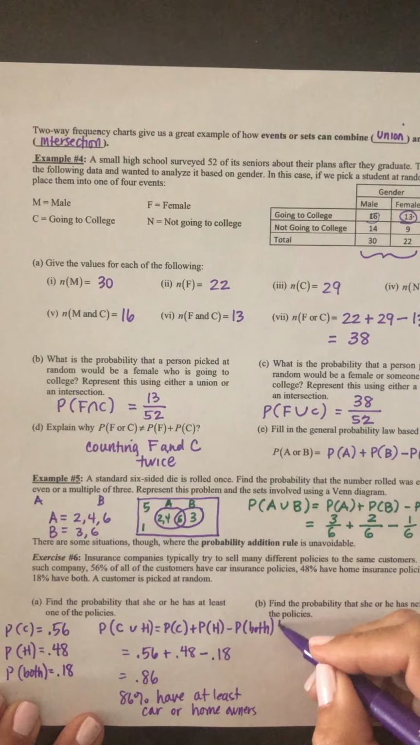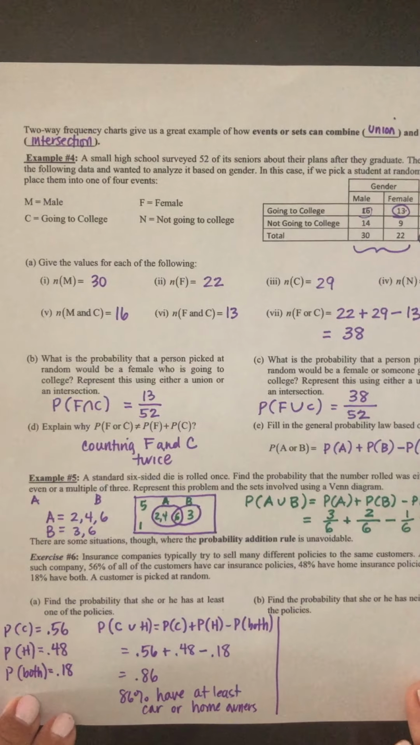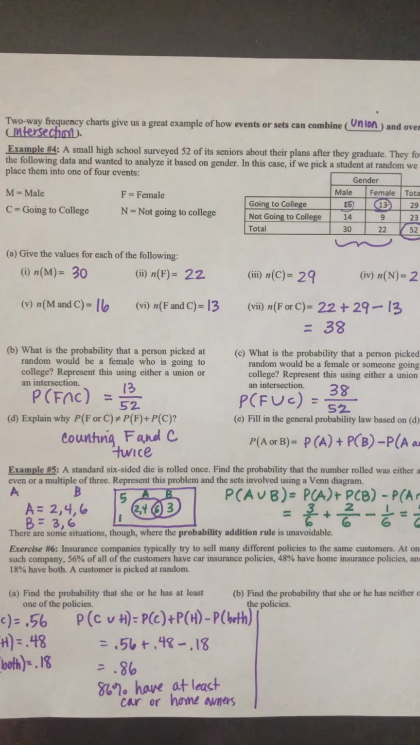Okay, so what I noticed the Regents was doing, and again, take it with a grain of salt. I know you're not taking the Regents. They sometimes ask you to explain it in context of the problem. So having that 0.86 is not good enough. Okay, you would have to turn it into saying, well, that 0.86 is really 86%, and what that represents is 86% of the people have at least car or homeowners, okay?